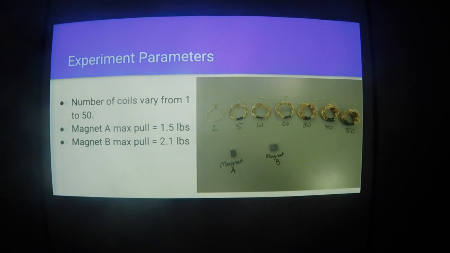For the experiment, we varied two parameters. The first parameter was the number of coils, which we varied from 1 to 50 full coil turns. The second parameter we varied was the magnetic strength, which we varied from 1.5 pounds max pull to 2.1 pounds max pull.